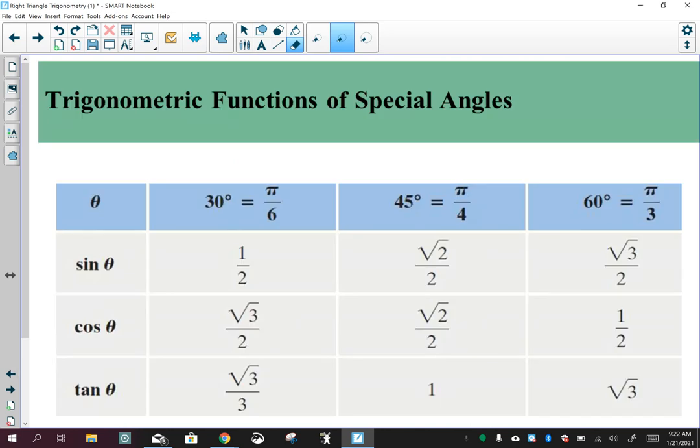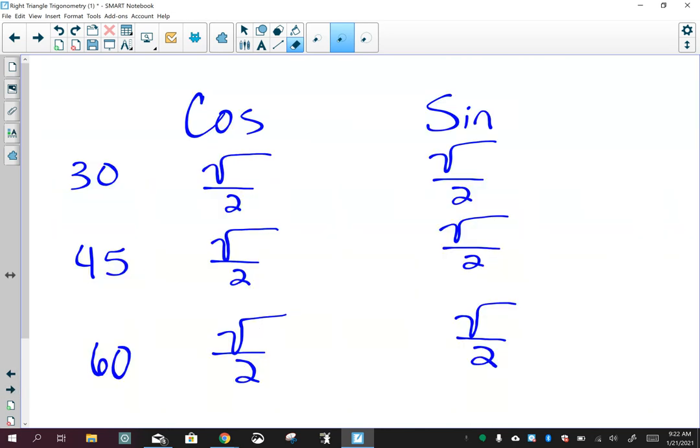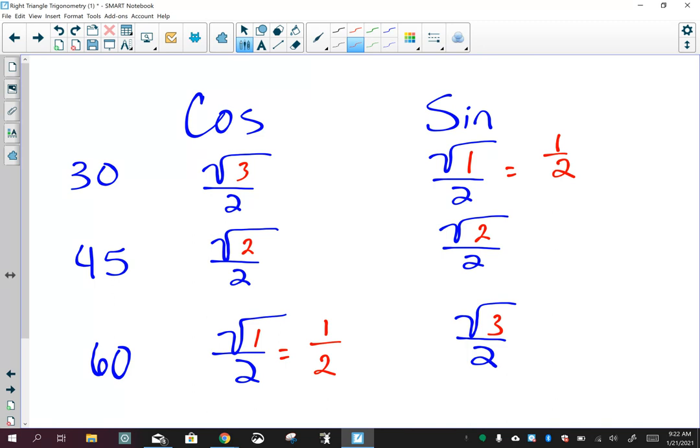So if I'm looking at cosine here, we are going to start off with cosine. And we're going to start off with 3, 2, and 1. Remember, the square root of 1 is just 1. That's 1/2. Which means that if you remember what we were talking about earlier, the cosine of 60 is the same as sine of 30. So sine is 1, 2, and 3, which again, this is just 1/2. So if you can remember that pattern, that's going to help you a whole heck of a lot going forward. All right.